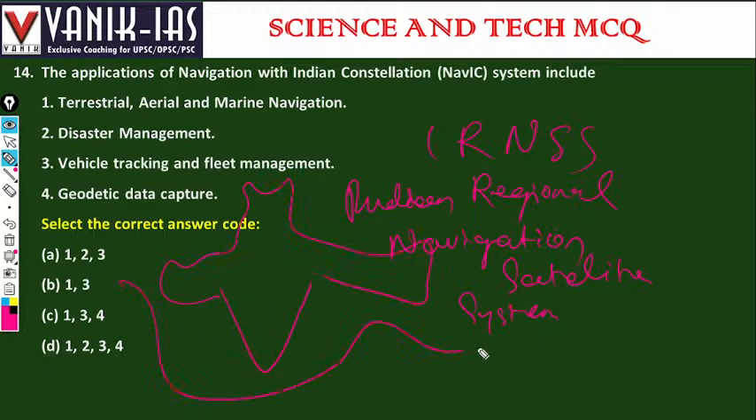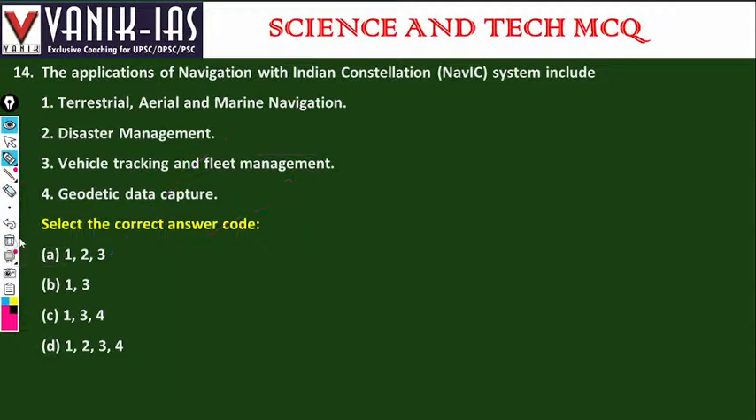It will cover around 1500 km around India's boundary. It provides localized navigation, like GPS. GPS provides navigation to the whole world, while NAVIC will provide it for India and its surrounding areas.